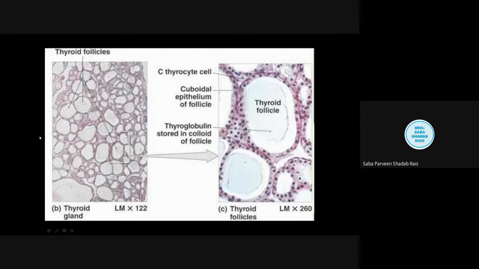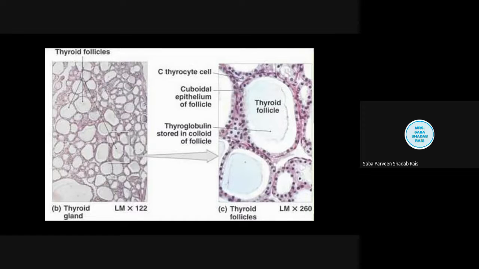Larger follicles are present in the periphery, and the smaller follicles are present in the center of the thyroid gland. Now, these follicles are really very important. The follicles are the structural and the functional unit of the thyroid gland. These follicles have two types of cells, and interestingly, these two types of cells have different origin and function. First, the main important one, the follicular cell. These are the principal cells. They form the major portion of the gland.